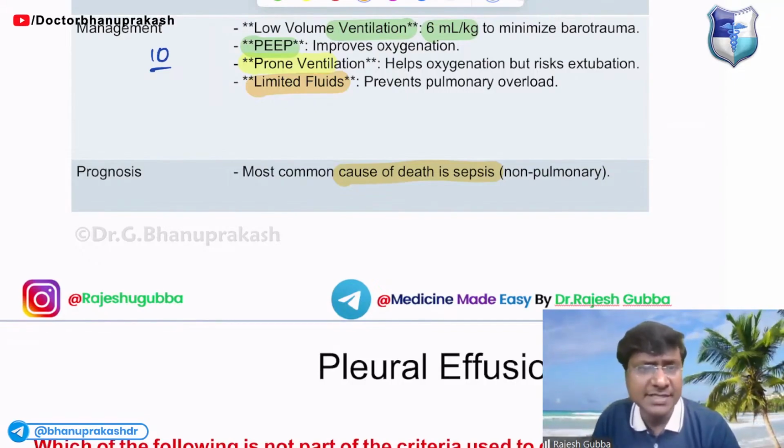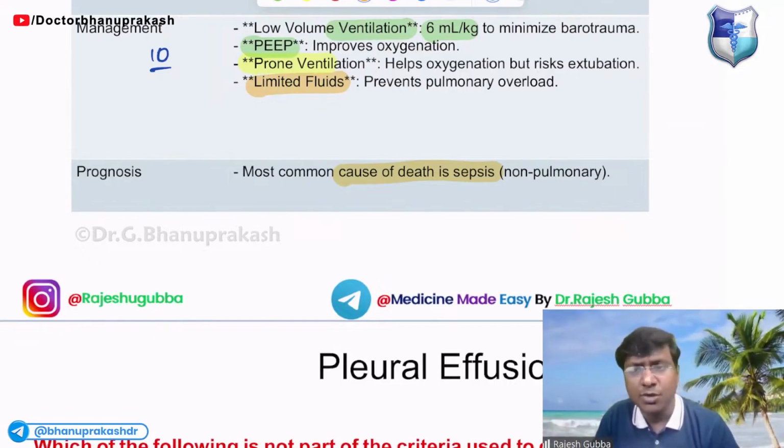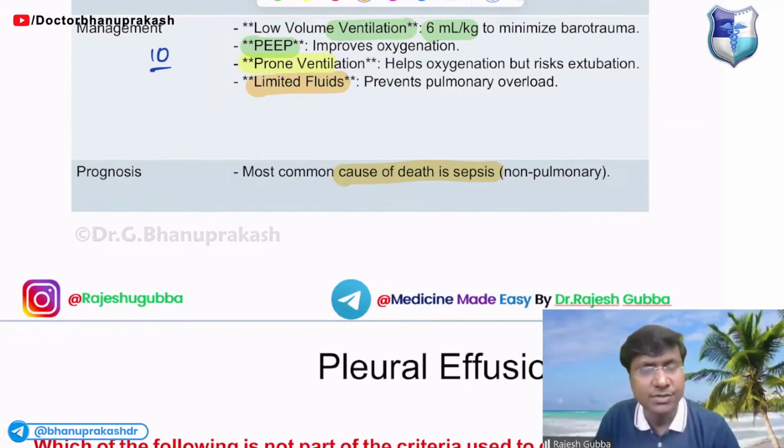The clinical features will be severe onset respiratory distress. What does the chest X-ray show? Diffuse bilateral pulmonary infiltrates, where there will be normal cardiothoracic ratio, normal costophrenic angles. Complications will be ICU-related complications like psychosis and ventilator-associated complications like pneumonia.